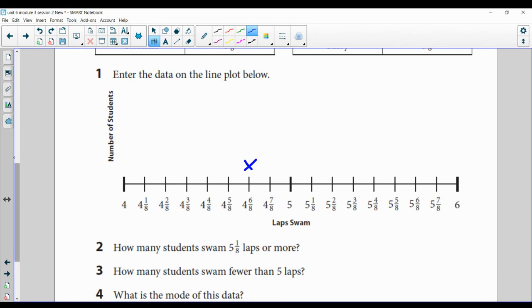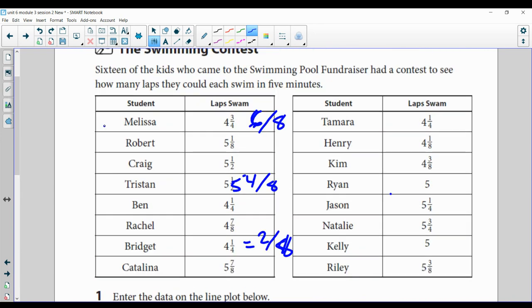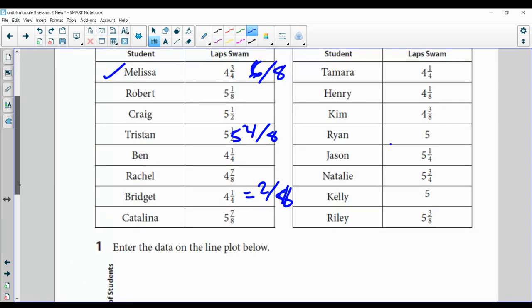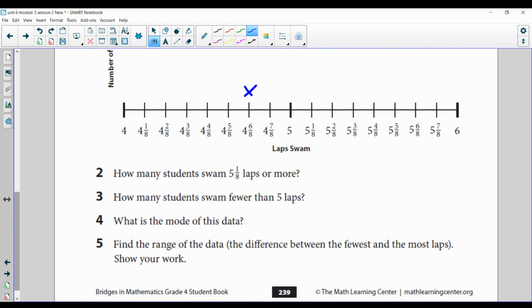4 6/8. Now, one of the things you might want to do along your way is check off that you have her information marked already. Okay? So you'll continue to fill out this line plot with the X's. And then read the questions.